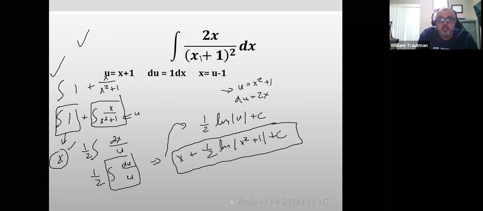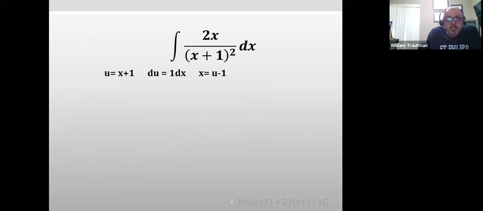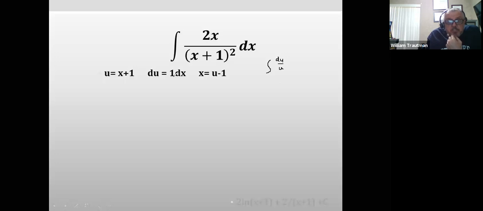All right, let's take a look at this one. This one's a little trickier, and I have some clues here. Once again, we know about integrating du over u. If I label u as x plus 1, I mention it here, then the derivative of x plus 1 is just 1. So if you look at this, let's take a look at that.